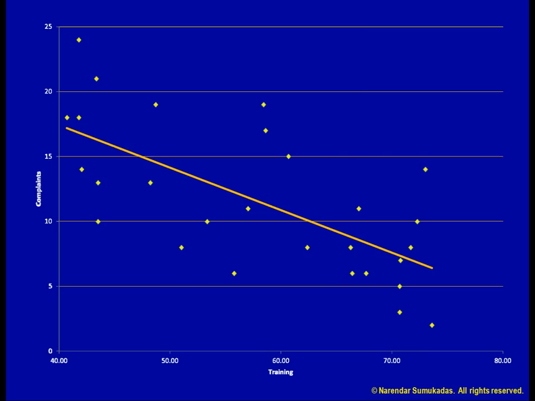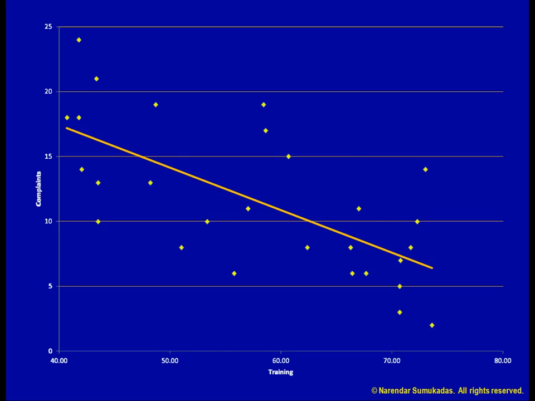Just how much of a relationship is there between the two variables? What is its strength? To what extent are the complaints attributable to lack of training versus other factors? Without assessing that strength, it is hard to justify any substantial investment in additional training.